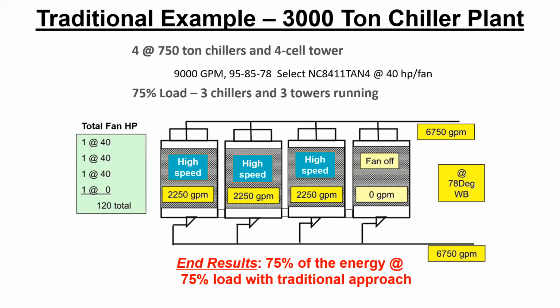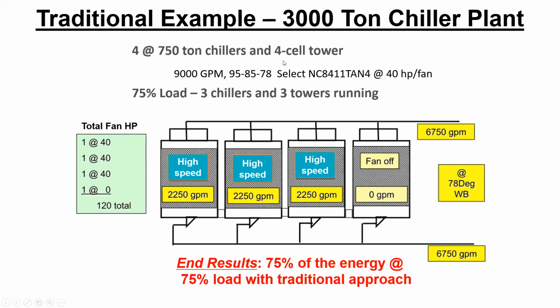Now let's take a look at a few scenarios. Let's assume this is a traditional setup. We have a 3,000-ton chiller plant, composed of 4 chillers, each of them 750 tons. And there are 4 cooling towers, 4 cells of towers serving these 4 chillers. Here are my 4 cooling towers, 9,000 GPM, 95, 85, 78, those are the design conditions of the tower. Let's say each tower is 40 horsepower on the fan.